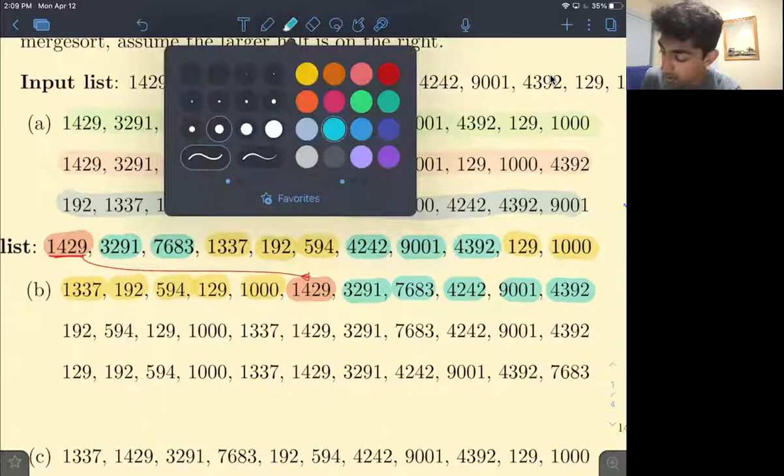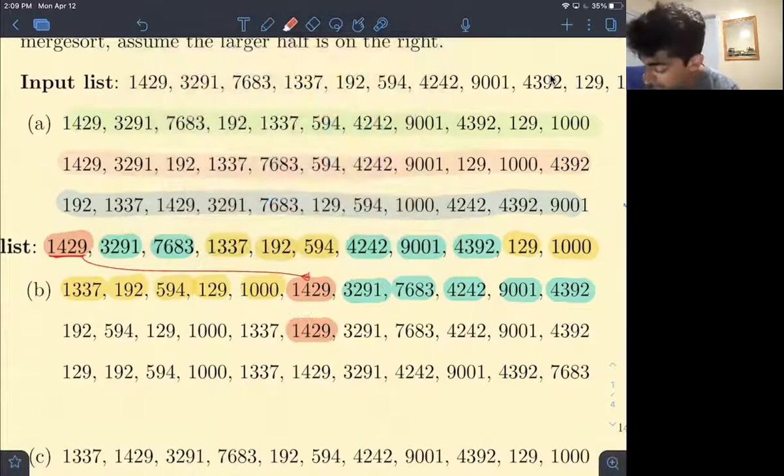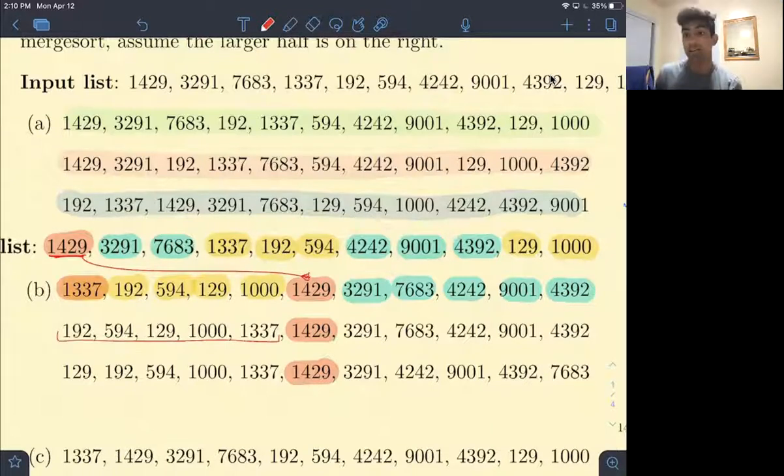Okay? So what we can say is that 1429 isn't going to change, so it's always going to be here, right? So let's look at the next step. We'll take 192, actually we'll take 1337, and then we will say let's partition this first subarray about 1337. How that's going to look is 1337 will pop here, and then all of these other elements happen to be less than 1337. So they stay like so, okay?